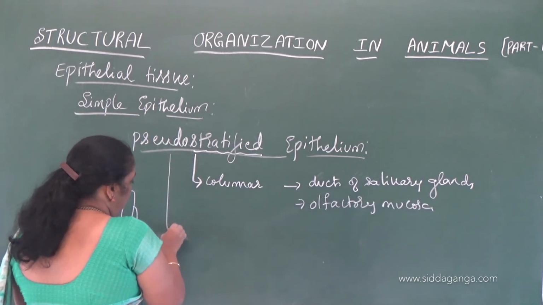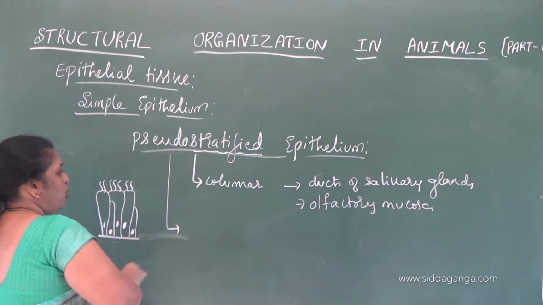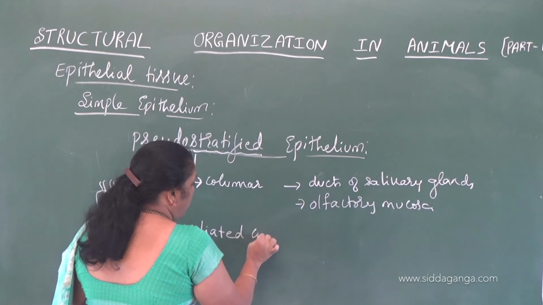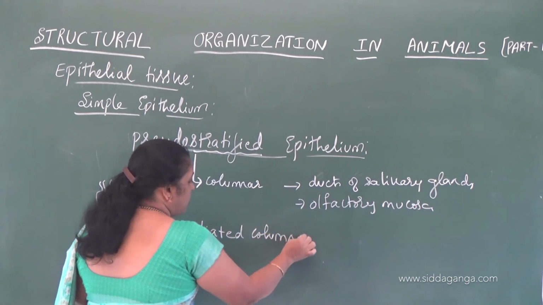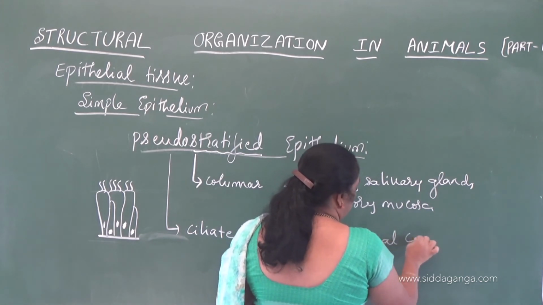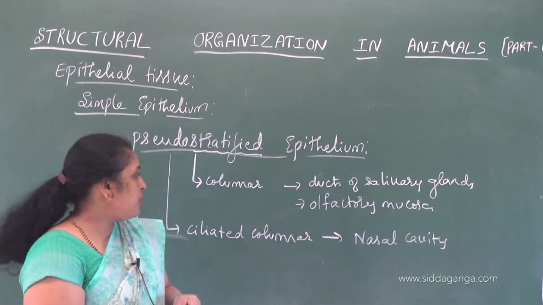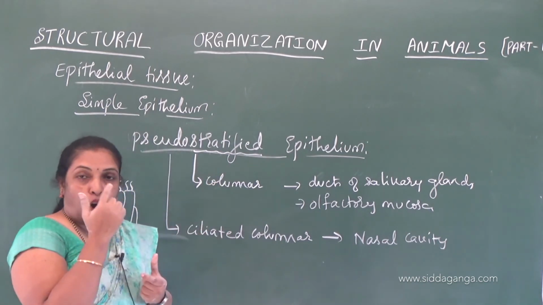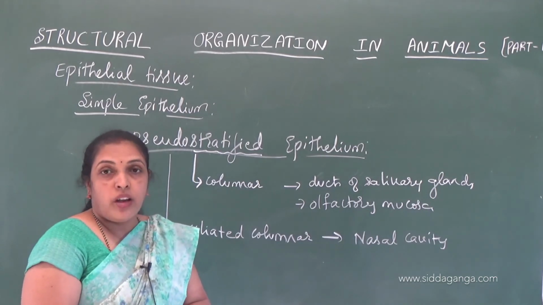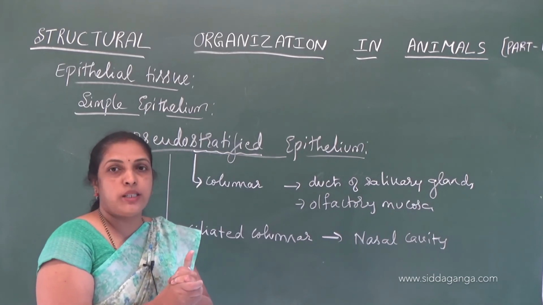Pseudo stratified ciliated columnar epithelium is seen in the nasal cavity. Understood? Where that cilia traps the dust particles.